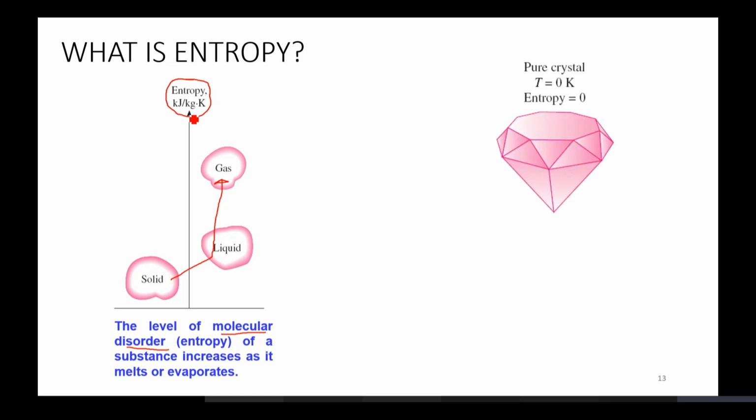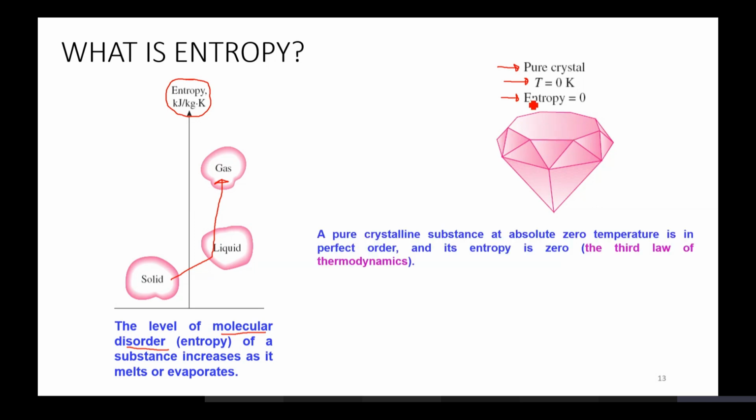So this brings us to the fact that pure crystals at a temperature T equals 0 Kelvin would have an entropy equal to 0. It would be assembled in an absolutely perfect manner at that temperature. There would be no randomness in the system. So the pure crystalline substance at absolute 0 temperature is in perfect order and its entropy is essentially 0. This is also the third law of thermodynamics.